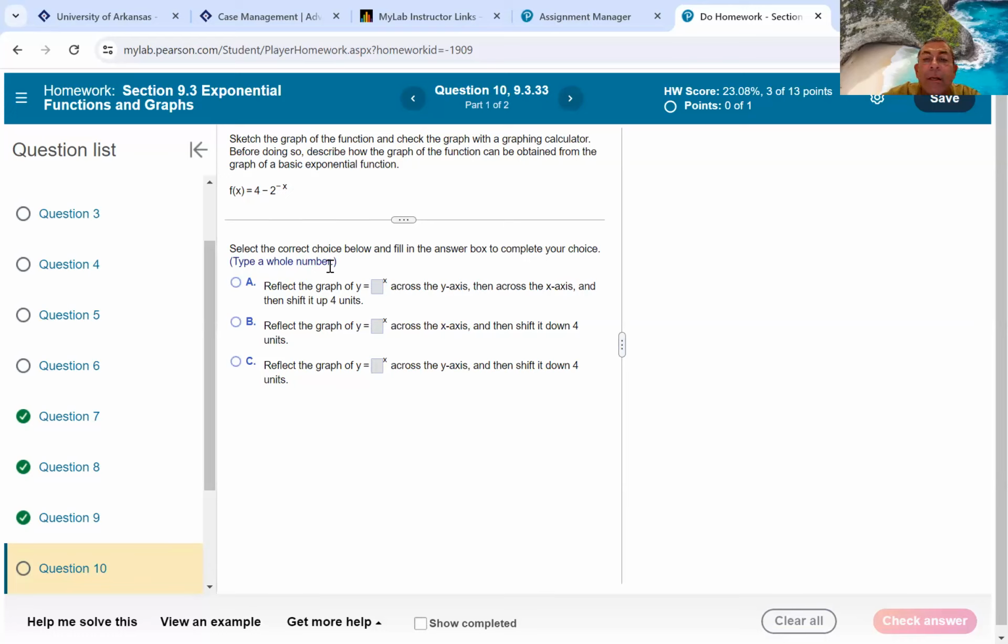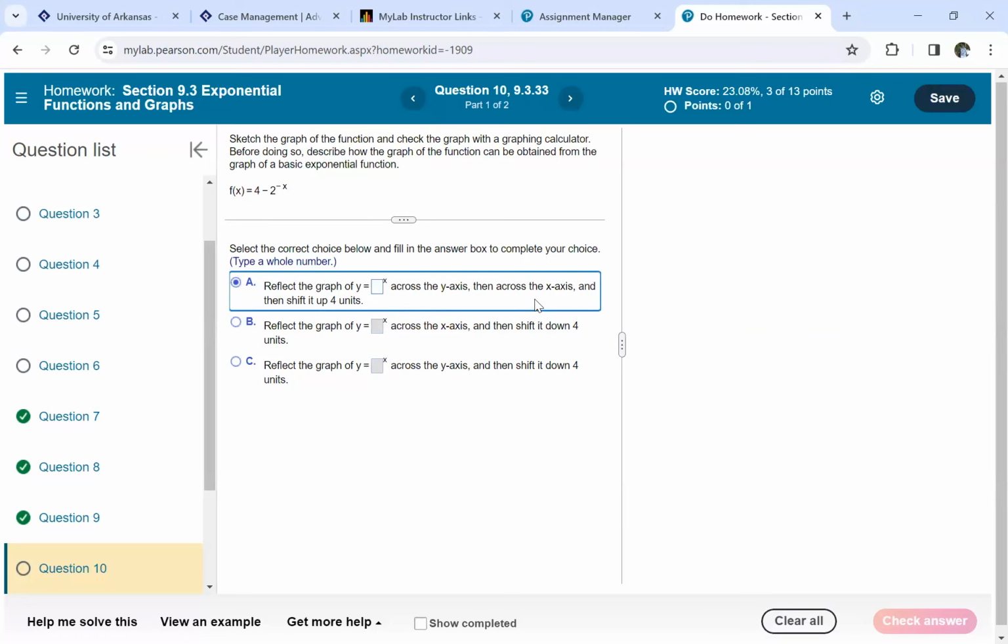So let's see. What did y'all say? Letter A, so it's B. Wait, is it A? It's A. A's got the y-axis and the negative x, and then it goes up.